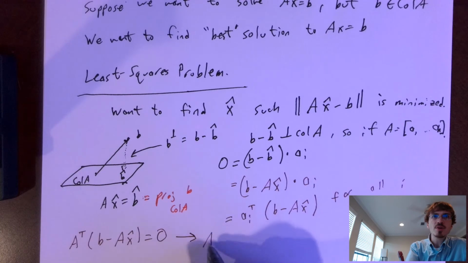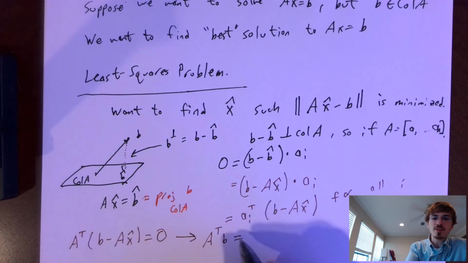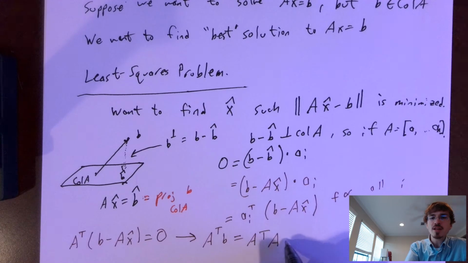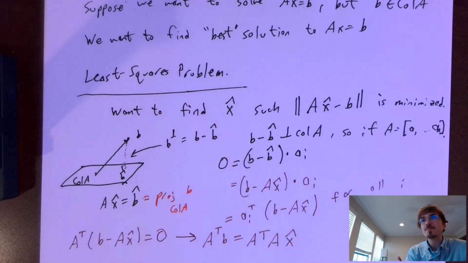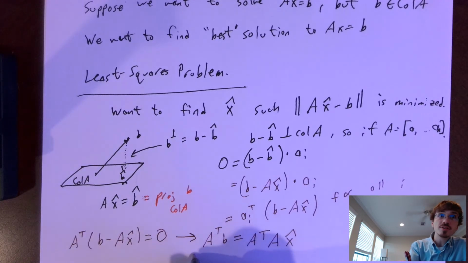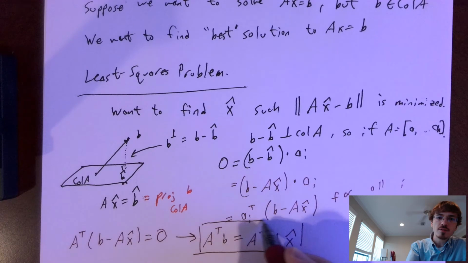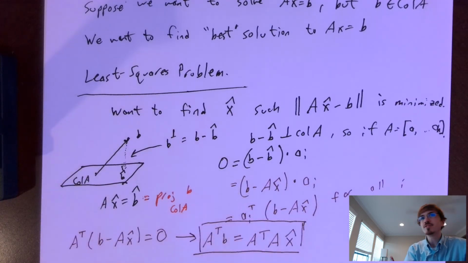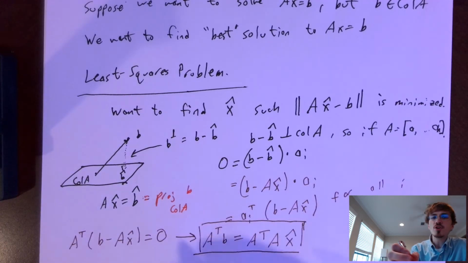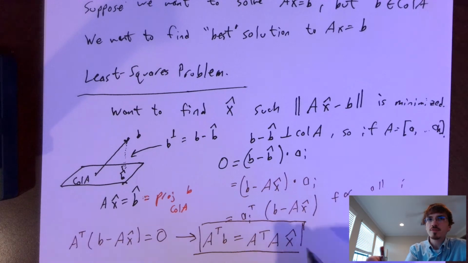We get that A transpose times B, I'm going to distribute and add it to the other side, must equal A transpose times A x hat. Yeah? And this is a beautiful equation. This gives us a method by which we can find x hat, it turns out. This is called the normal equation.